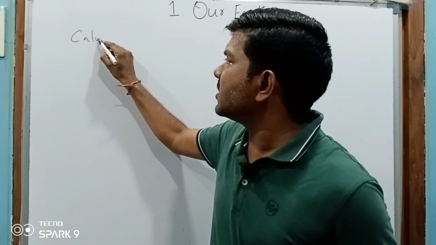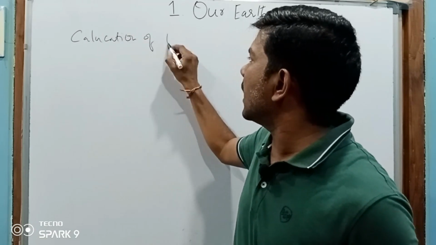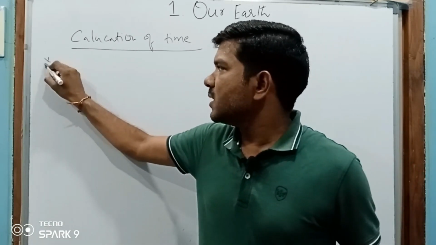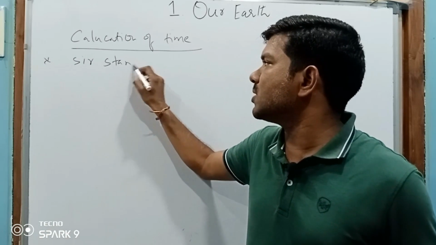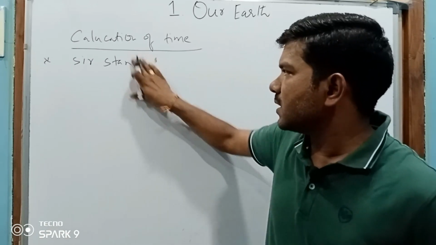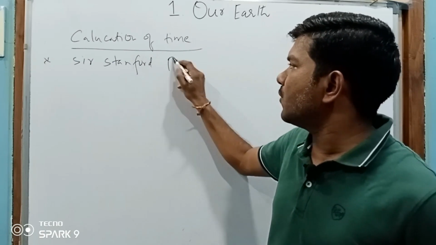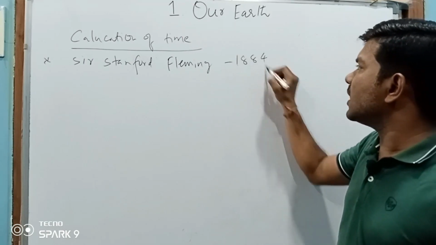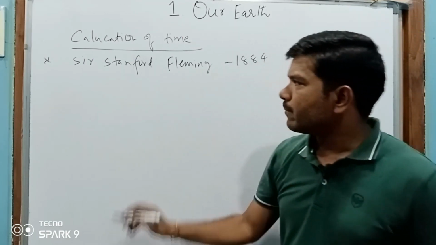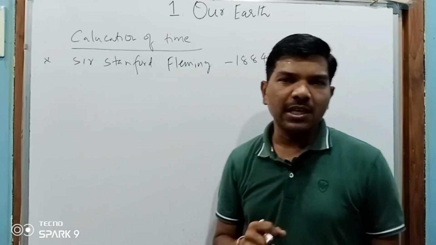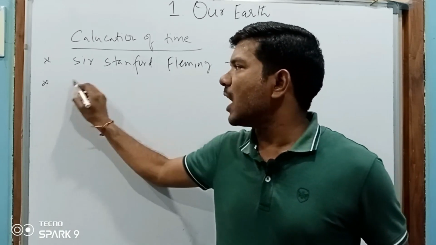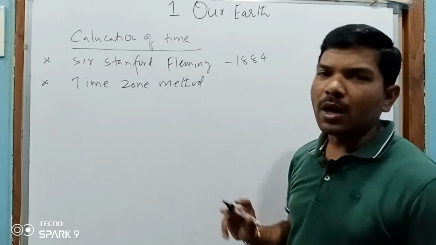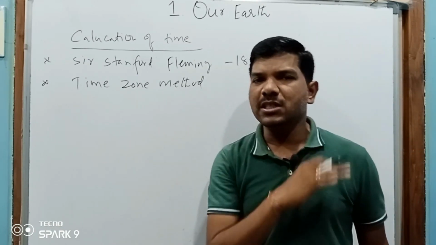Let's see the calculation of time. Calculation of time is very important. See, Sir Stanford Fleming, it is not mentioned in our book. In 1884, Stanford Fleming came with a new method, that is the time zone method. So what is the time zone method? Why did he introduce this method?